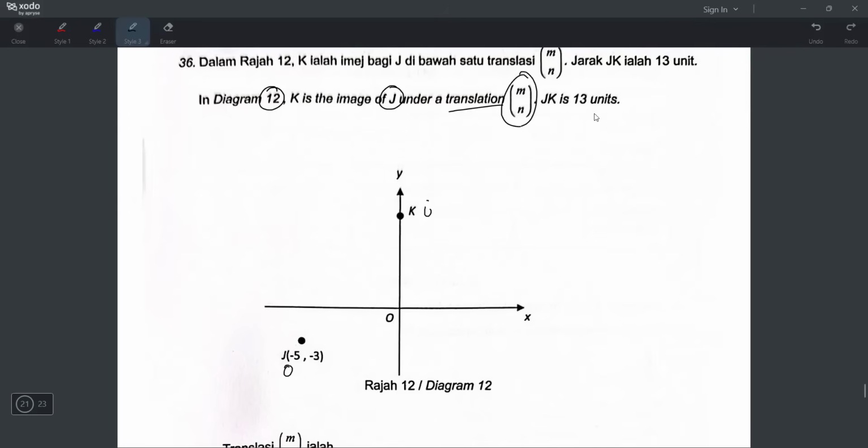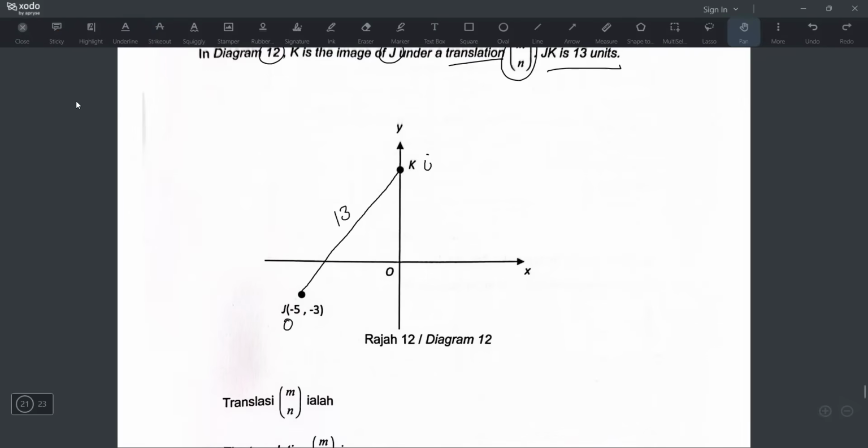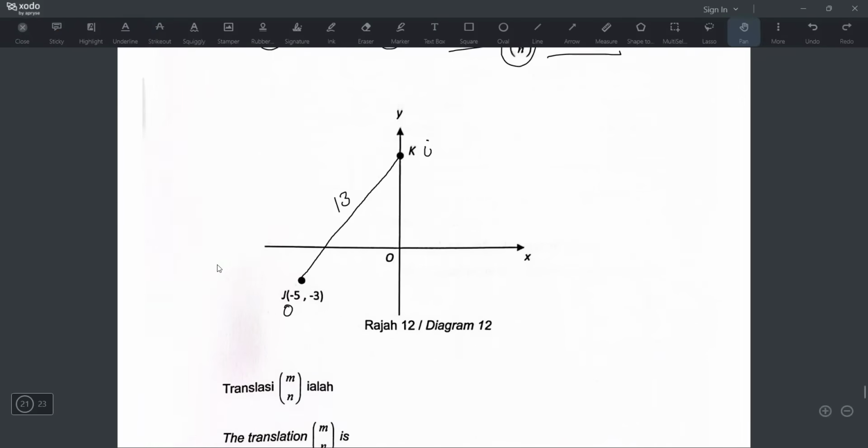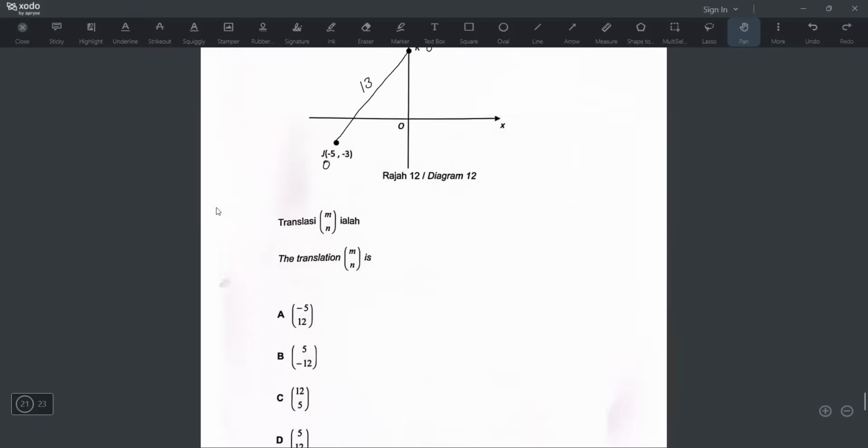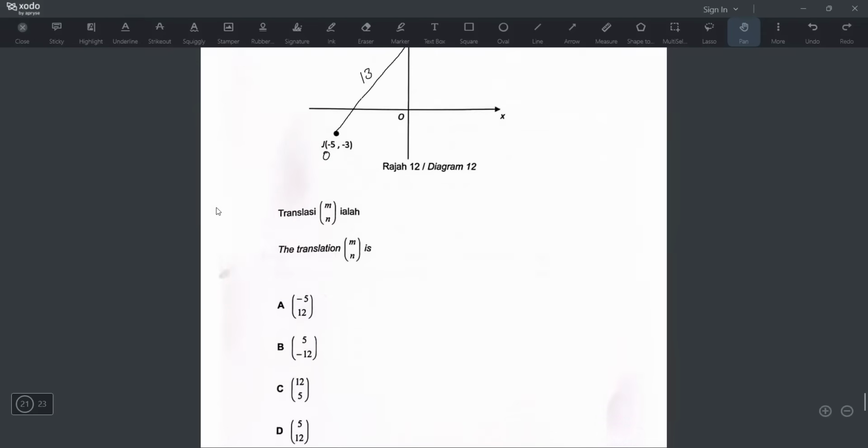Under a translation, MN and JK is 13 units. So if I join a line like this, I'll get 13 units. But they're asking for, okay, what? The translation MN. Okay, let's look at the answers because it's paper one, right? If you look at the answers, you can straight away see it already.